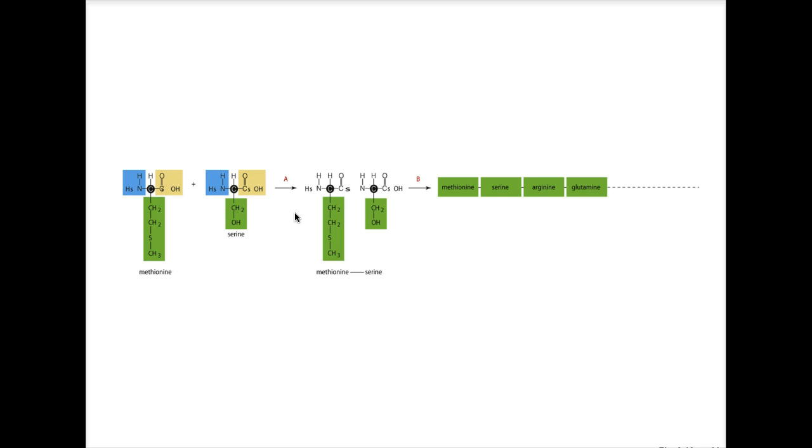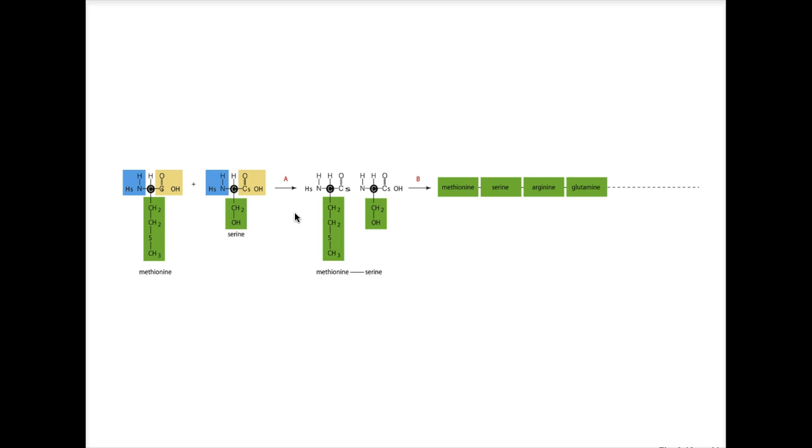So in this example, we can see 2 amino acids, methionine to the left and serine to the right. The methionine has as its variable group 2 CH2 groups, a sulfur group, and then a methyl group CH3, whereas the serine has a CH2 group and then a hydroxyl group.